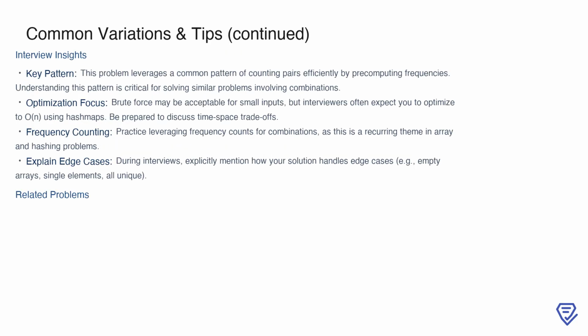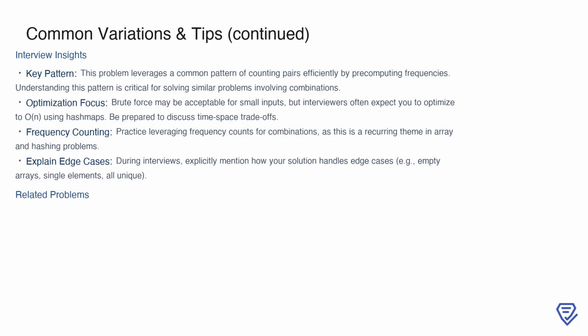From an interview perspective, this problem highlights an important pattern: counting pairs efficiently by leveraging frequency precomputation. Mastering this technique is crucial, as it forms the basis for solving many problems involving combinations. While brute force might be acceptable for small inputs, interviewers often expect you to optimize to O(n) using hash maps, so it's important to be prepared to discuss the trade-offs between time and space complexity.